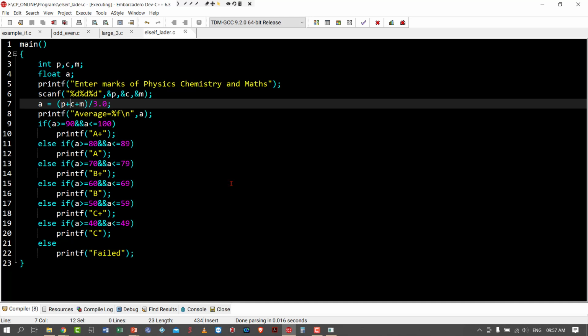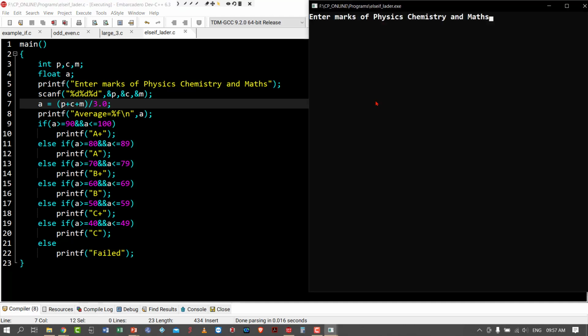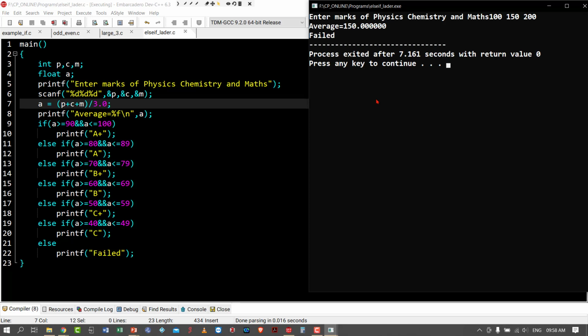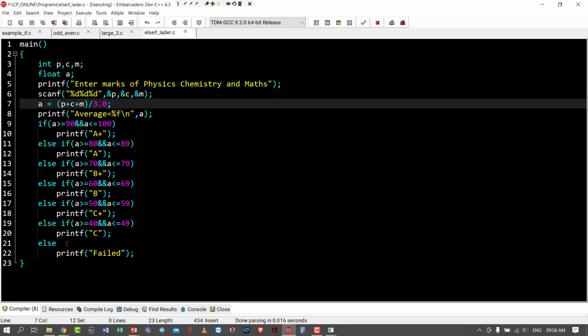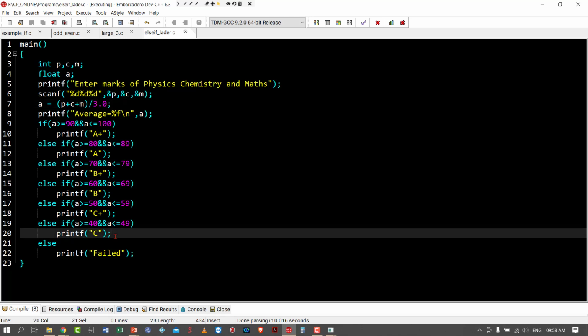Yes, sir. Okay. So now I am giving some values: 100, 150, 200. So now the average is 150 and it is showing failed. Actually, the entered marks are invalid. To handle that case, I am changing this else statement. I am adding one more else if.